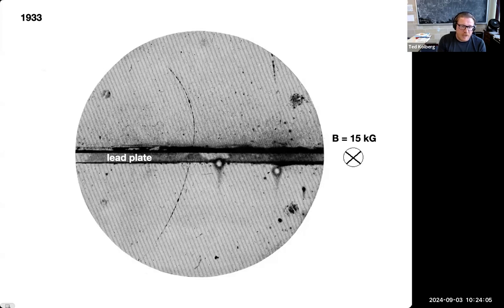The advantage of this plate is that the particle should lose energy passing through the plate. So can somebody tell me, based on this photograph, what direction this particle, this main track in the middle, is traveling by reference to the lead plate? Scott says it's going upwards. Scott, can you tell us how you know that?